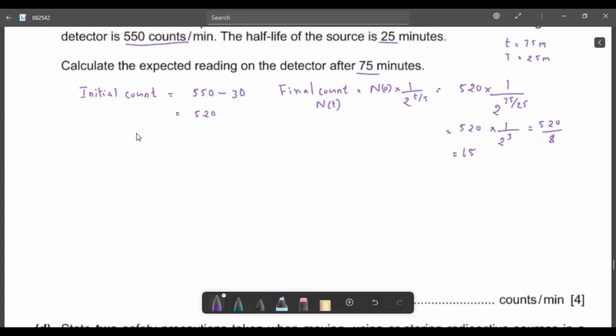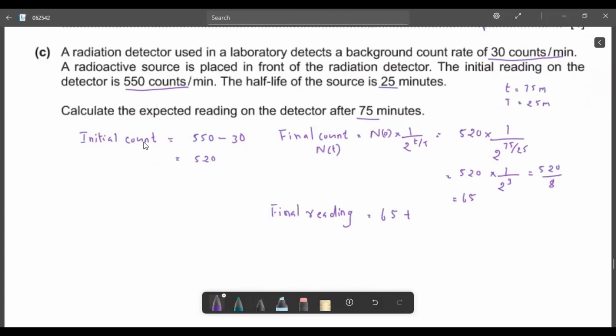Next we will find the final reading that is shown. The final reading can be found by adding the final count plus the background count rate that was 30. So 65 plus 30, that is 95 counts per minute.